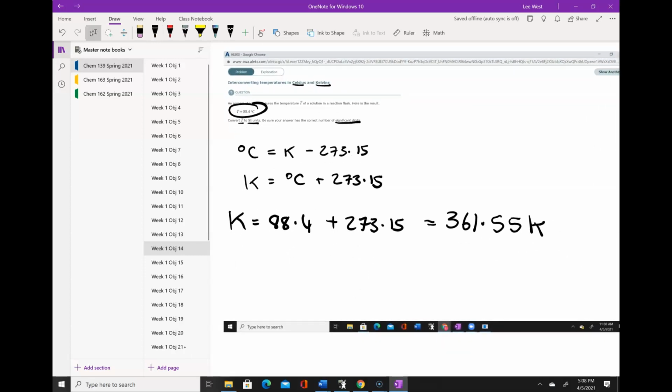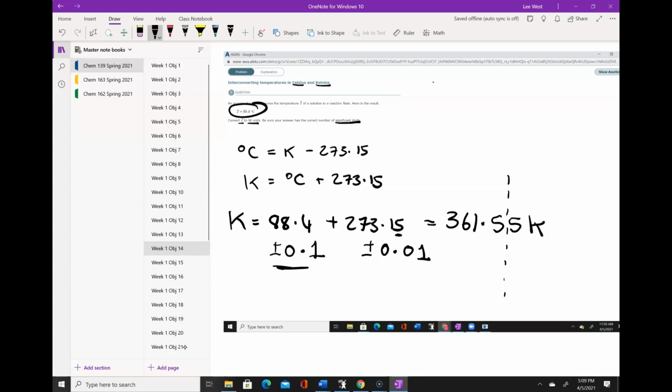Now here's the thing. When we add numbers together, then we always go to the number of decimal places of the number that has the smallest number of digits after the decimal point. So you can see that this number was given to plus or minus 0.1, whereas this one goes all the way out to the 0.01 place. But when we add them together, we can only be as good as our worst measurement. So we can only go out to the 0.1s. So what that means is we're going to cut off there.